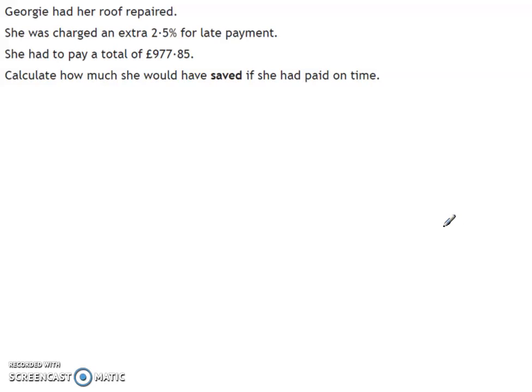Now this sort of question needs you to realise that she's been charged 2.5% extra, so the £977.85 includes that 2.5%. So what we've got to do is somehow work back to the original and find the difference. So this goes back to the topic of inverse percentages, i.e. reverse percentages as we sometimes call it.